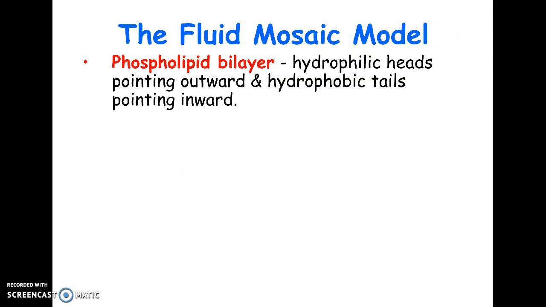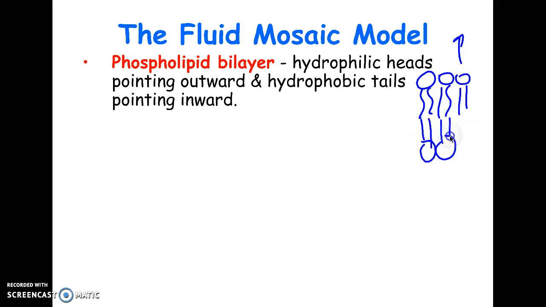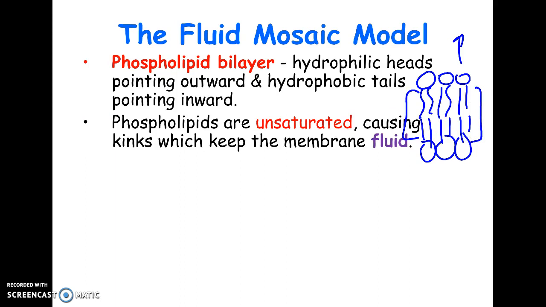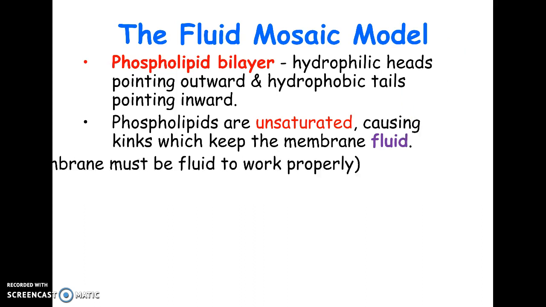All right. So from the previous chapter, we already know that it's a phospholipid bilayer. The hydrophilic heads, that's your phosphates, point outwards, and then the tails point inwards. They face each other. The other thing is, the phospholipids are unsaturated. What do unsaturated fatty acids have in them? They have kinks that are caused by the double bonds, exactly. So that's why the lipids in the phospholipid bilayer are usually drawn with little bends to represent the unsaturated fatty acids. And that keeps the membrane fluid.